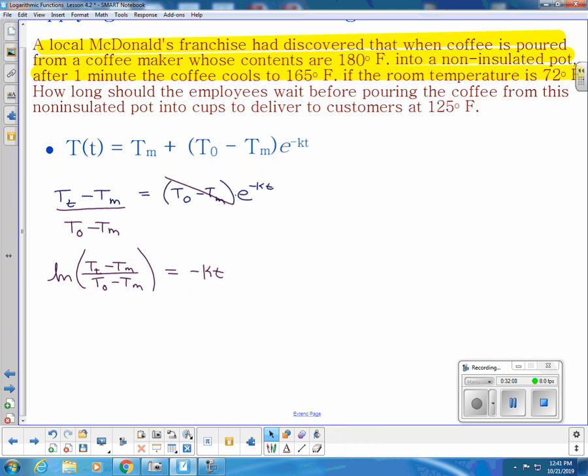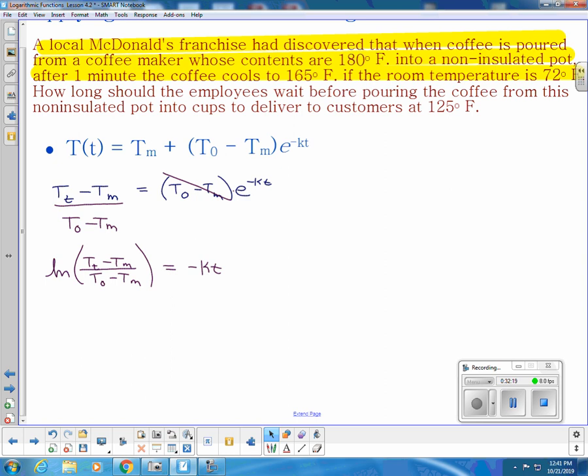Could it just be natural log of T sub t over T sub 0, because then T sub m will cancel? Wouldn't that be nice if we could just cross those out? We can't do that though, because you have minuses.